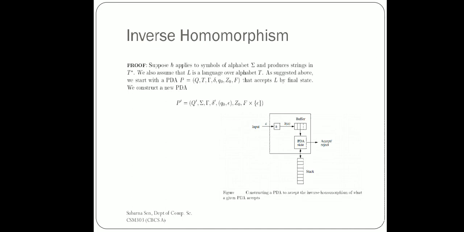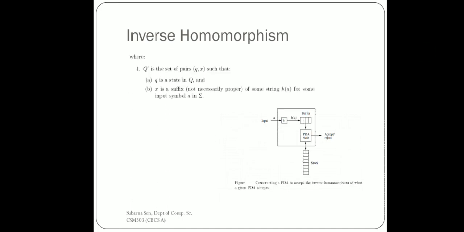Because see here, final state is there, and again the empty symbol is there because it may also get accepted by emptying the stack, right? So that's why we are using epsilon as well with it. Now what is Q dashed? Q dashed is a set of pairs (q, x) such that q is a state in Q and x is a suffix of h(a) for some input symbol a in sigma. So what x is ultimately, x is a set of strings which we have not encountered till now. It is the remaining set of strings which we are going to push into the stack for our further operations.